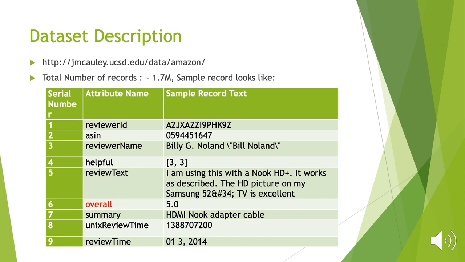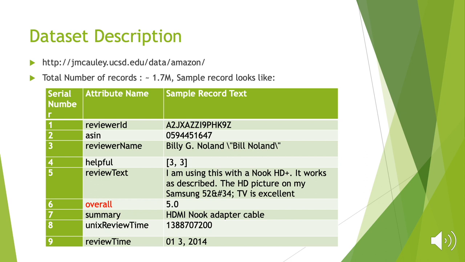The review text is the actual review, and the overall is the class label, on a scale of 1 to 5, and this review has an overall rating of 5.0. The summary is a gist of the review text. The next attribute is the Unix review time, which is a 32-bit number that represents the time. And the last attribute is review time, which is when exactly the review was written.